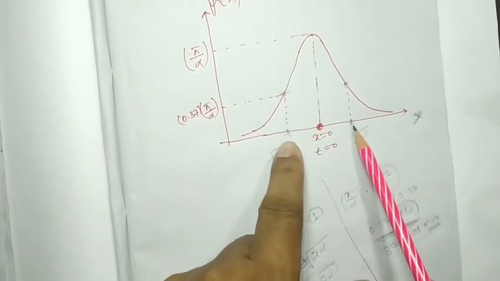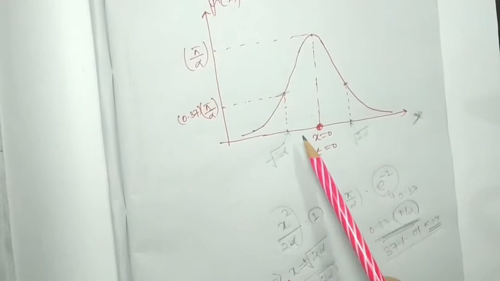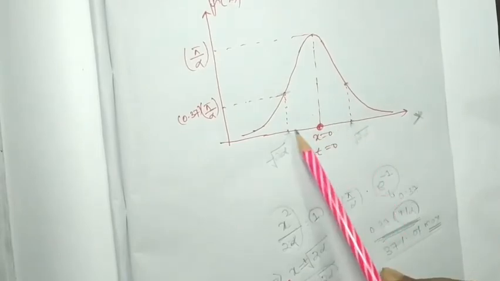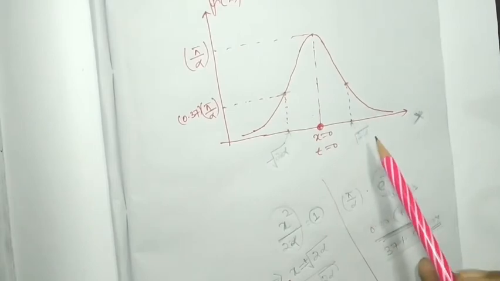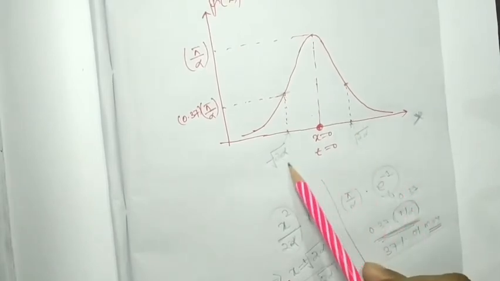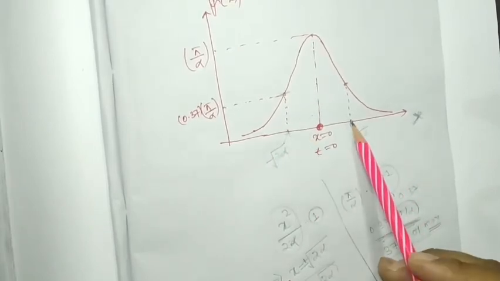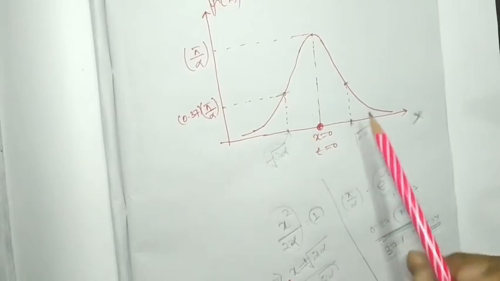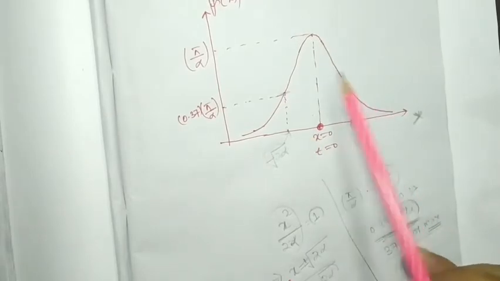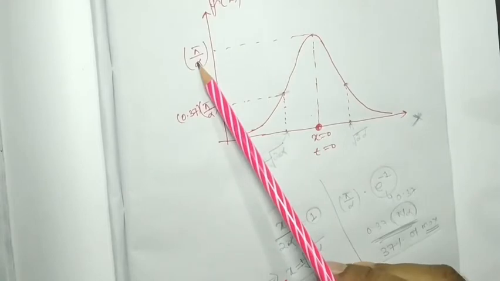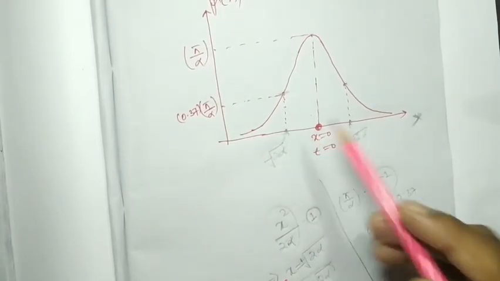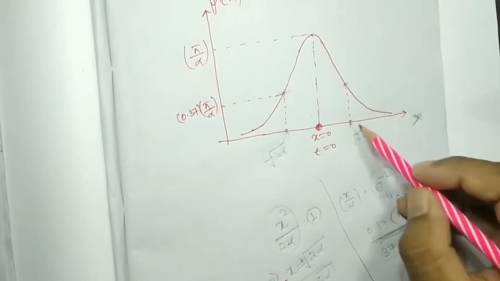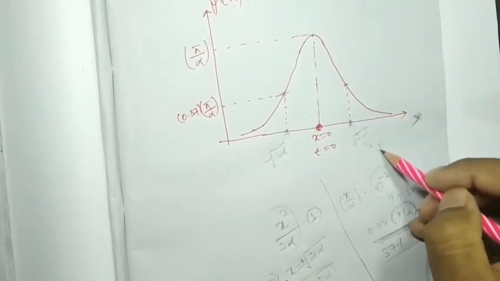This width is what? This width in between two points. What are the 2 points? This one is the point and this one is the point. 2 points where the probability density is how much? 37% of maxima. So this point and this point are to be considered as, you can say, reference points.